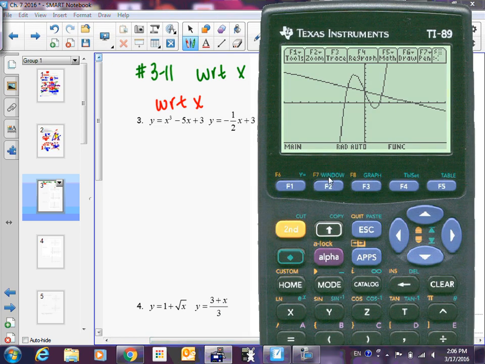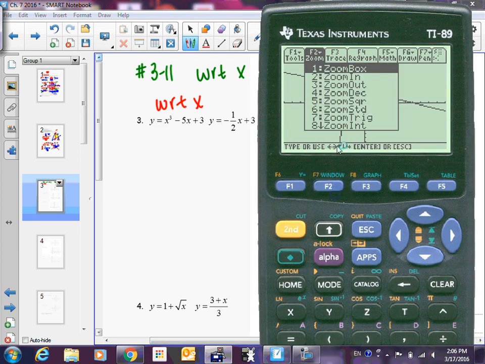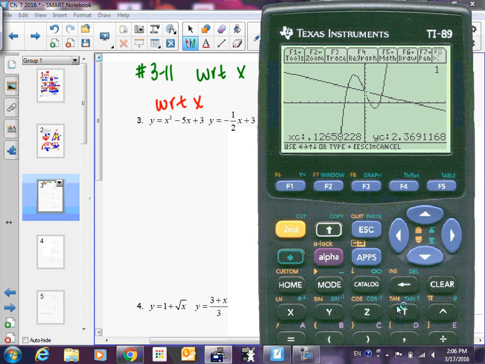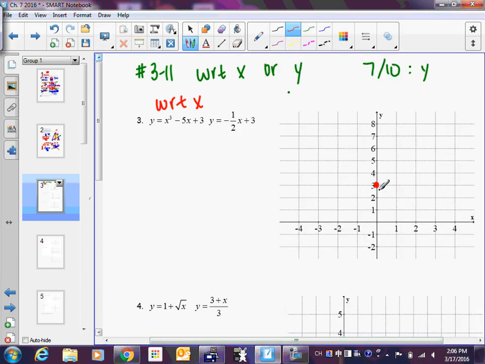I just did zoom 6, but if you go to F2, it's all the same zoom windows as your old calculator. Here's another thing. If you want to just trace, you can just trace to whatever, or you could go to the table. Let your calculator help you with coming up with these points. So the points you should be graphing, I'm going to put up here.